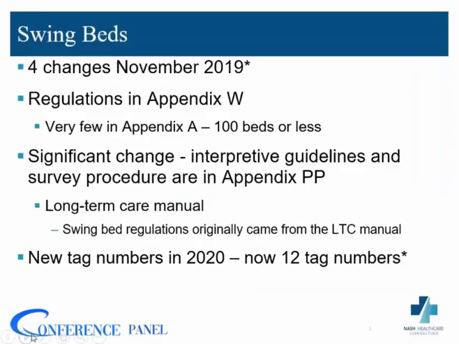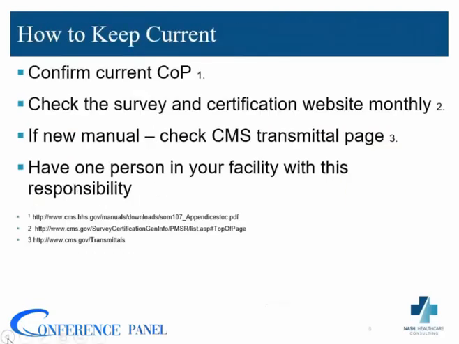So we're going to talk about the critical access hospital conditions of participation in the Medicare program. There are 4 changes back in November of 2019. Those regulations are in Appendix W. Appendix W is the standard operation manual for critical access hospitals. The significant changes have to do with how they interpret those specific guidelines and procedures, and if you really want to look at the minutia of how they will interpret them or survey them, you will need to go to the long-term care manual.